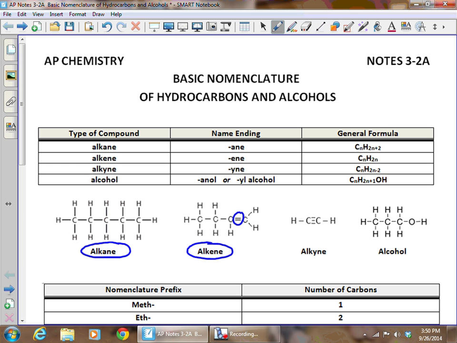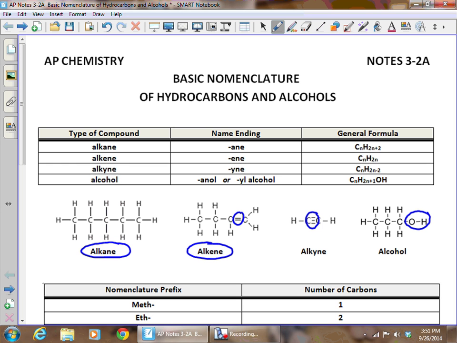Alkynes, as soon as we see an ending of "ine" on one of these compounds, we know somewhere in that particular compound there's a triple bond. And finally, alcohols have the functional group OH. Now, if you have an OH attached to a metal, you have a base. But an OH attached to a hydrocarbon group is an alcohol of some kind.